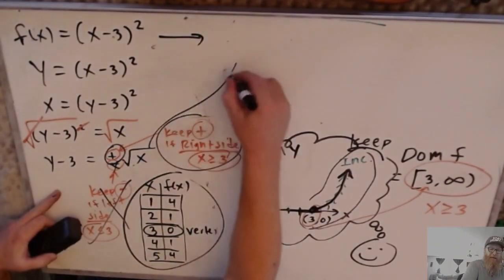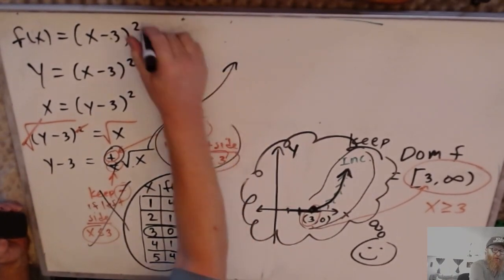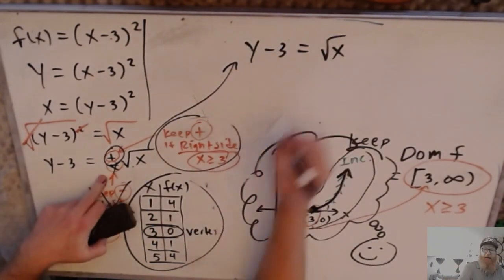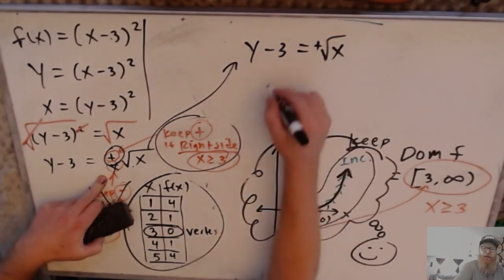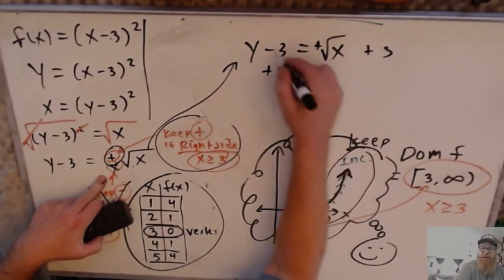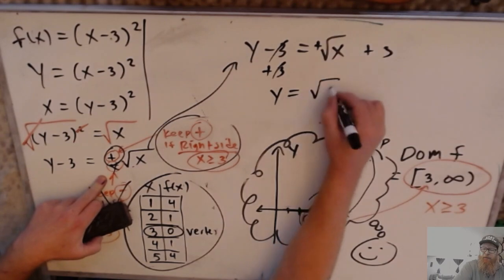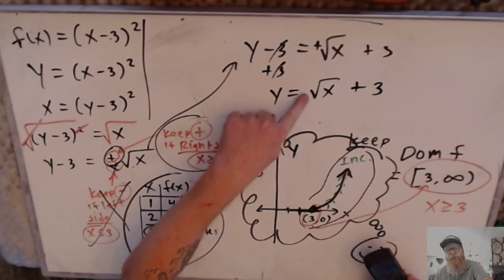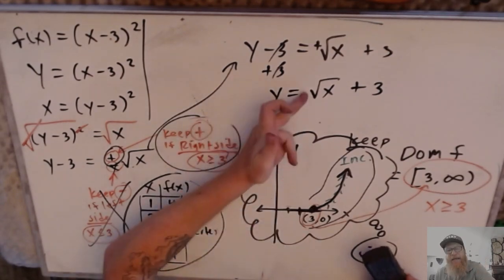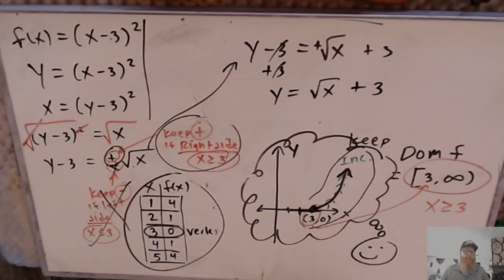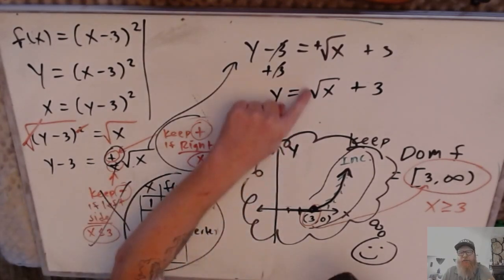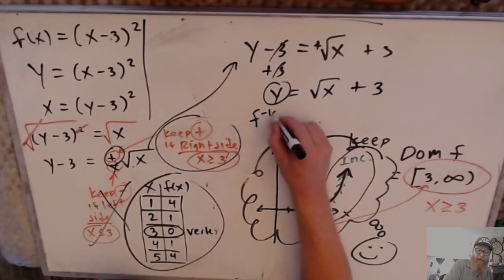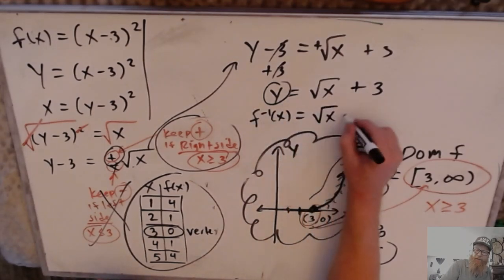I've got my inverse function here. Y minus 3 is the square root of x. I kept the positive square root. And I'm going to add 3 to both sides. When you keep the positive square root, you do not need to write it. It's implied that that means the positive square root. It's only if it's negative that you need to actually put the sign. Right? And then we get rid of the y, and we call that f inverse of x.